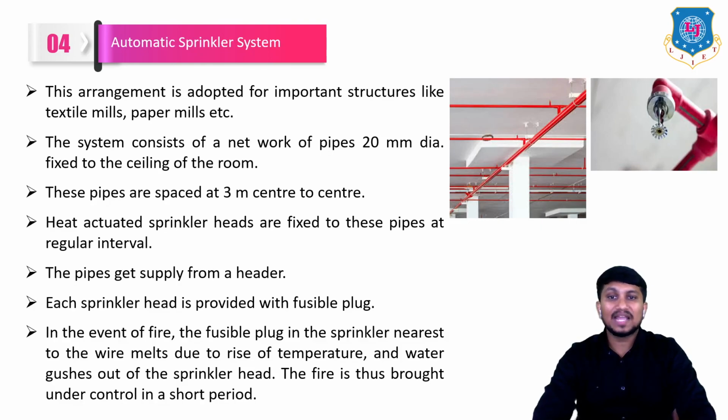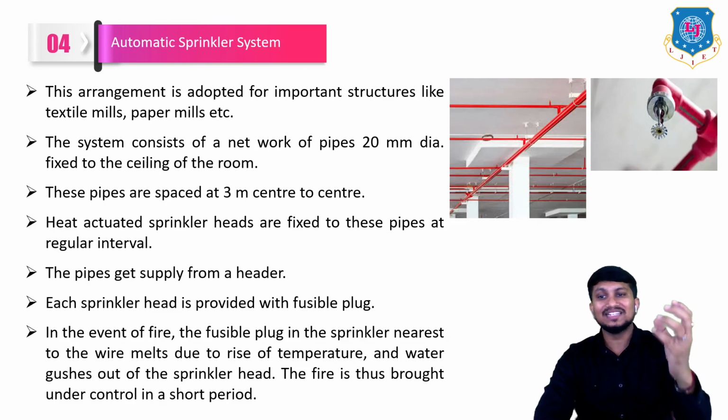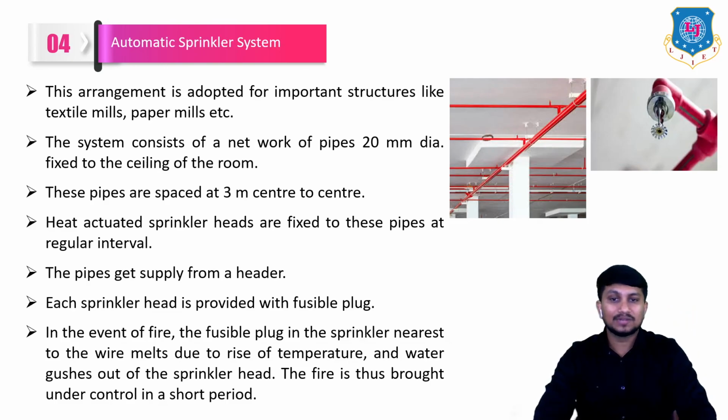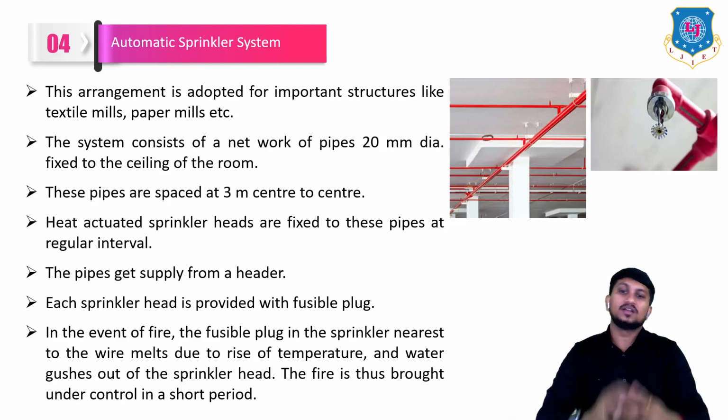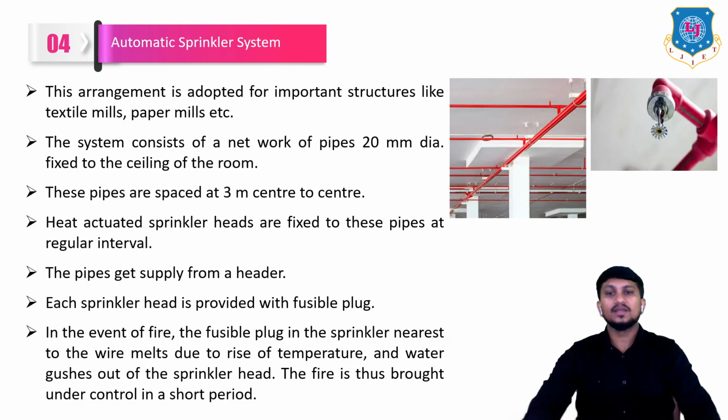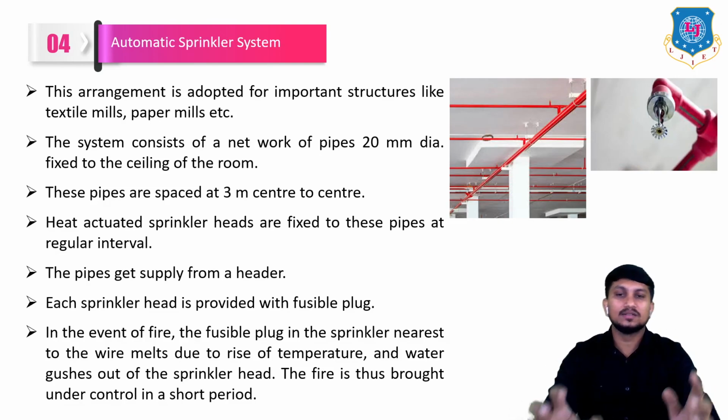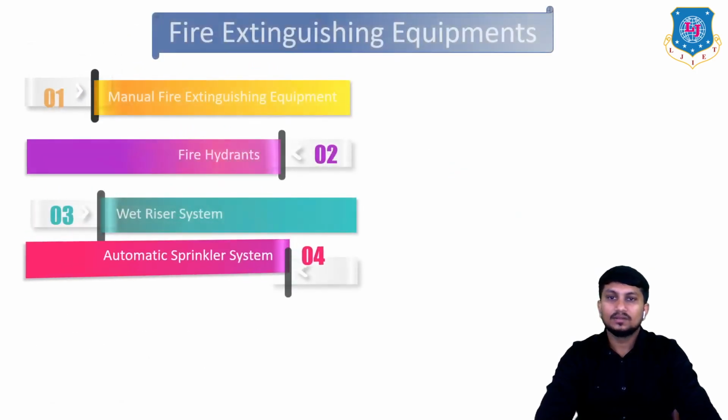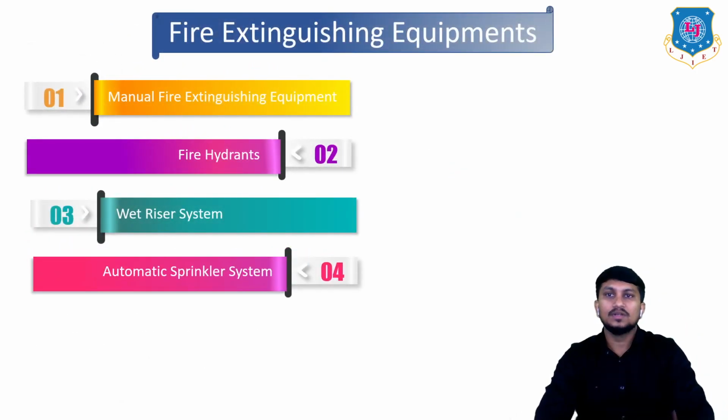The pipes get supply from the header. Each sprinkler head is provided with a fusible plug. In the event of fire, the fusible plug in the sprinkler nearest to the fire melts due to rise of temperature. The water gushes out of the sprinkler head. The fire is thus brought under control in a shorter period. This is called the automatic sprinkler system. So these are the four types of fire extinguishing equipments used nowadays in building construction.